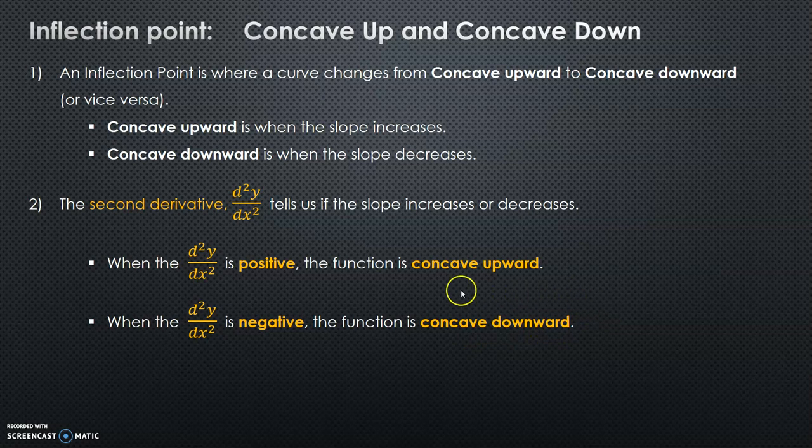When the second derivative is negative, the function is concave down. So from here, you have to remember, if we have a positive sign, then the function is concave up, or the interval is concave up. If we have a negative sign, it means that the function is concave down for the second derivative.